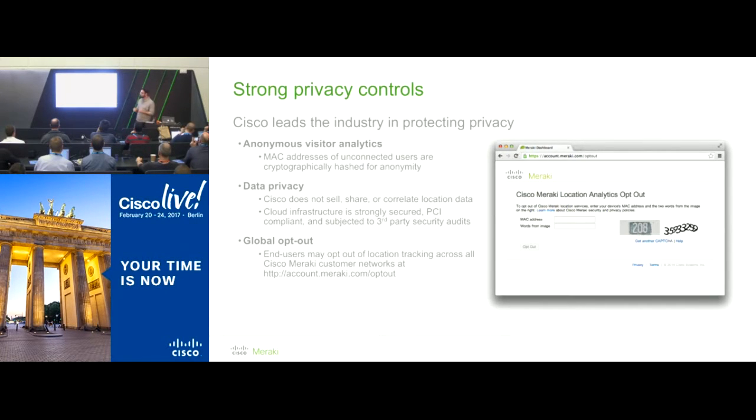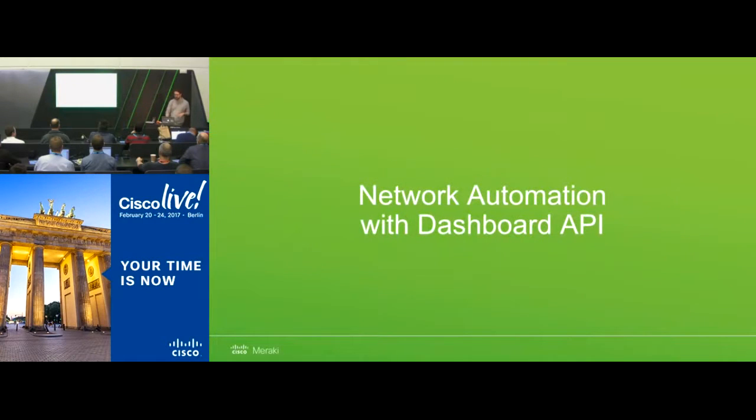You can go to a website, the Meraki opt-out, and you can opt yourself out of every Cisco customer. No one will ever track you again. We just store your MAC address so that we know not to track you. So you can go opt yourself out of everything we're talking about today from a location analytics perspective. We also, when we store data, hash it and anonymize that data so it's not recoverable.